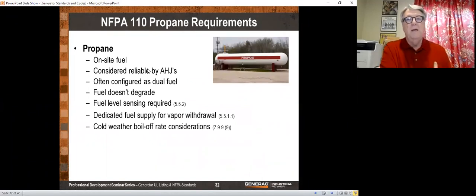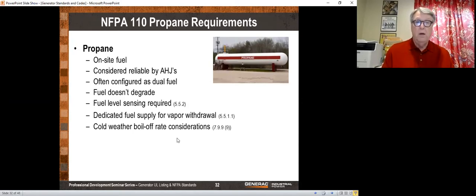Here's propane. Now, propane is considered reliable by authorities having jurisdiction. I've never seen an AHJ not consider it reliable, and it's often considered as dual fuel. In other words, a dual fuel generator runs on natural gas, but if the natural gas ever fails, there's a spring in the solenoid that switches it automatically to propane. Propane doesn't degrade, so you don't have the same problems as you do with diesel fuel. As long as it's sealed and you don't have leaks and so on, that's just going to be there forever.